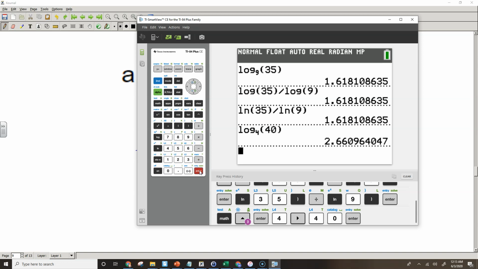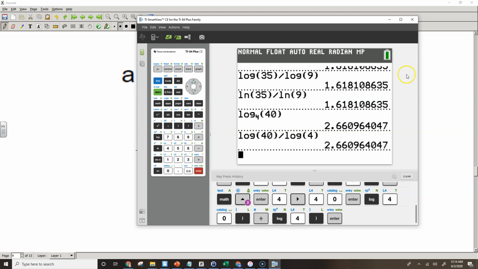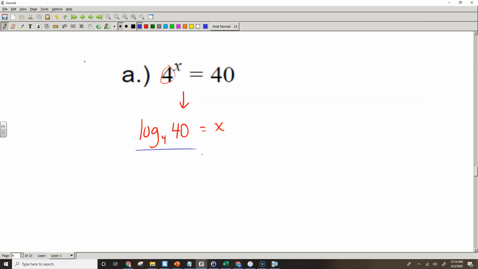2.661 approximately. Again, if I didn't have the log base button and I just had any log button, I could say, what's the log of 40 divided by the log of 4, and that would be the same thing, 2.661. So my answer here is approximately 2.661.